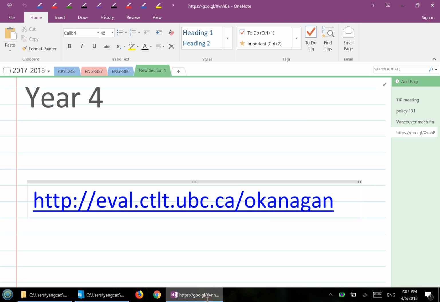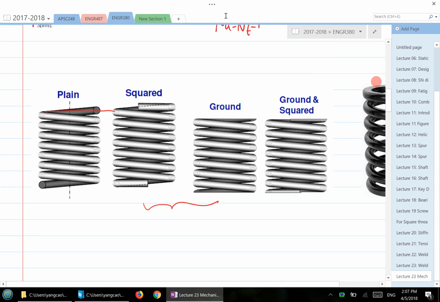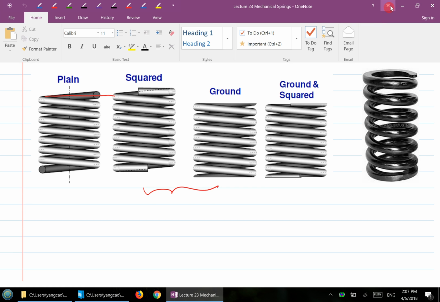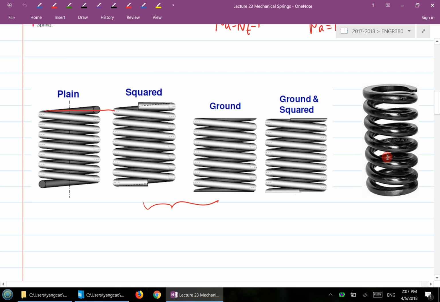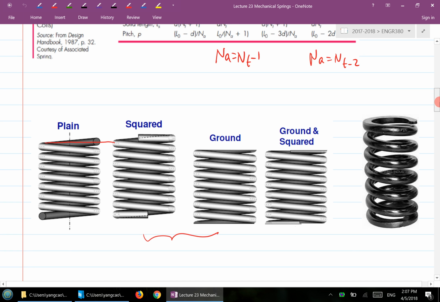So here's what we're gonna do today. We're gonna finish off this mechanical spring design, and we only have a little bit left now, and then we're gonna do a quick review on the whole sections that we learned after the midterm, and I'll say a few things about the expectation for the final exam. And that should be it. So we probably will finish early.